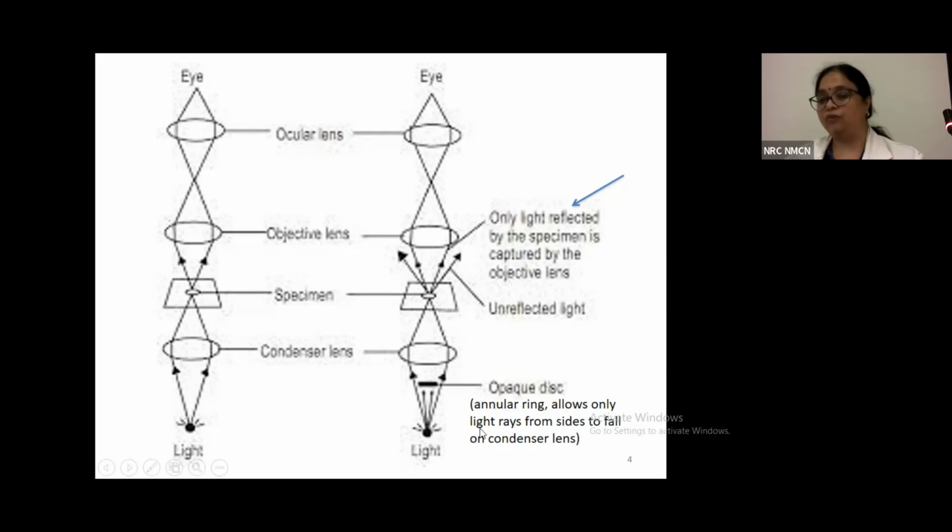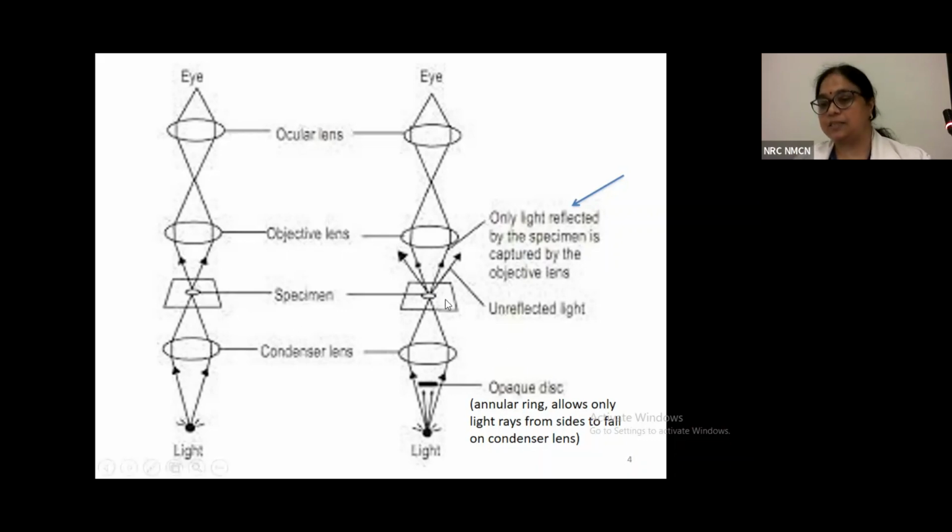But in the dark field, what do we have? We have an opaque disc, a black disc. Now, when the light is falling on this disc, the light in the central part is blocked, and only the light coming from the sides falls on the condenser lens, and then this light falls on the specimen or the stage. Now, think if there is no specimen on this stage, we won't be able to see anything, and it will appear only dark.